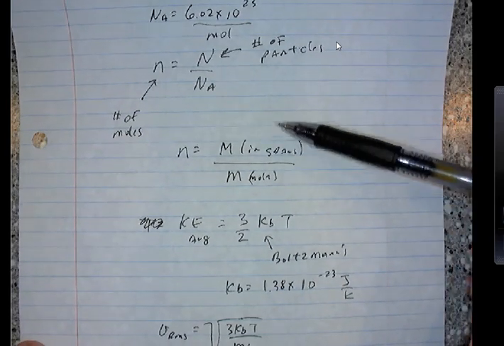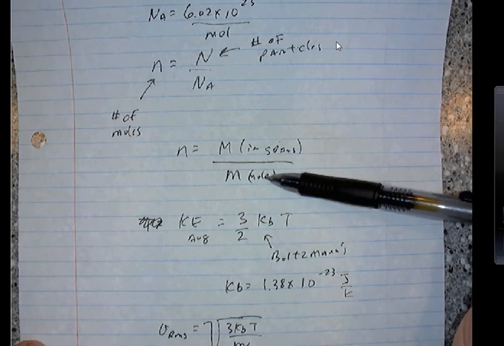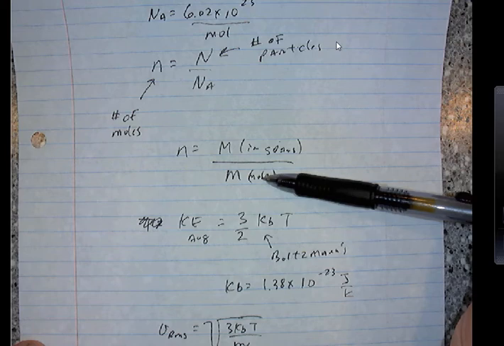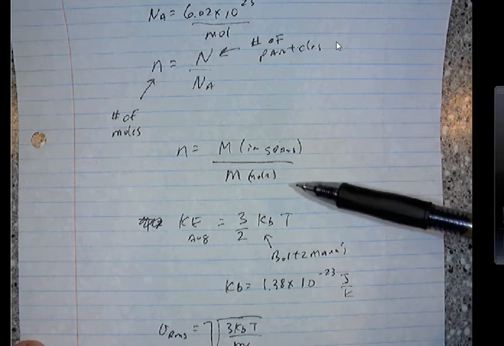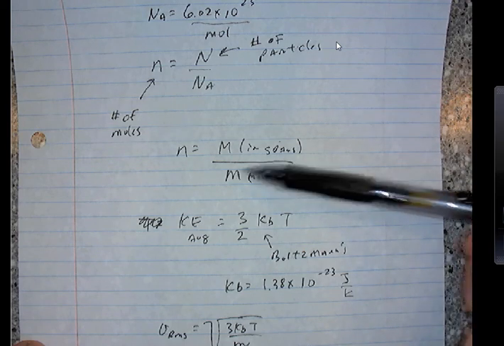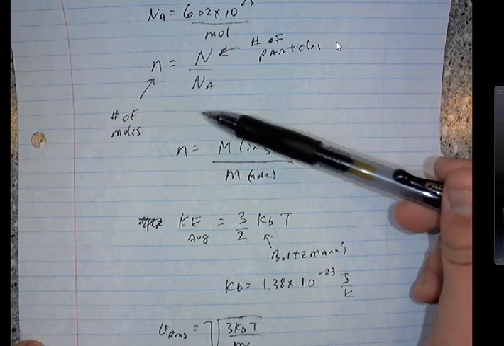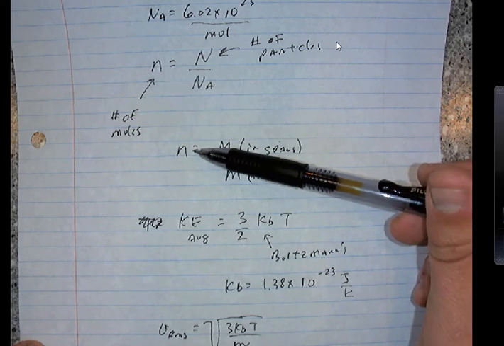So if you take the mass of a substance in grams, divide it by the molar mass, and you can get the molar mass from a periodic table. So for example, oxygen, look in the periodic table, you'll see a 16 there. That means 16 grams per mole. So molar mass would be that amount, the grams per mole. And then you can figure out the amount of moles that you have.